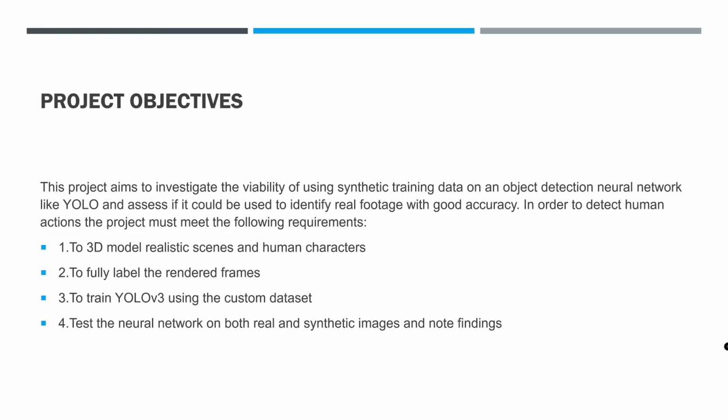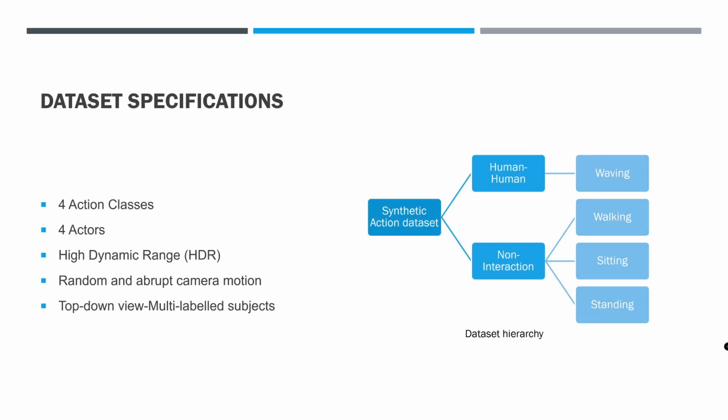The project must meet the following requirements: to 3D model realistic scenes and human characters, to fully label the rendered frames, to train YOLO v3 using a custom dataset, to test the neural network on both real and synthetic images, and then note the findings. The custom dataset has 4 action classes which can be seen on the right. It also includes 4 actors, has a high dynamic range background, has random and abrupt camera motion to simulate the UAV, has top-down view, and multi-labeled subjects.